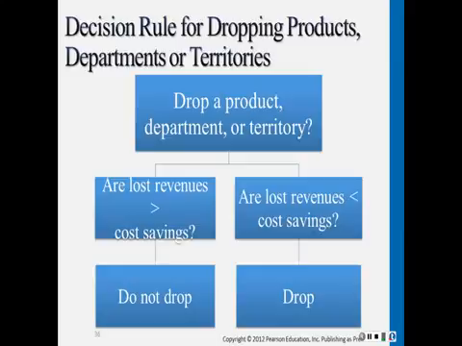Decision rule for dropping products, departments, or territory. If lost revenues are greater than costs, do not drop. If lost revenues are less than cost savings, then drop.